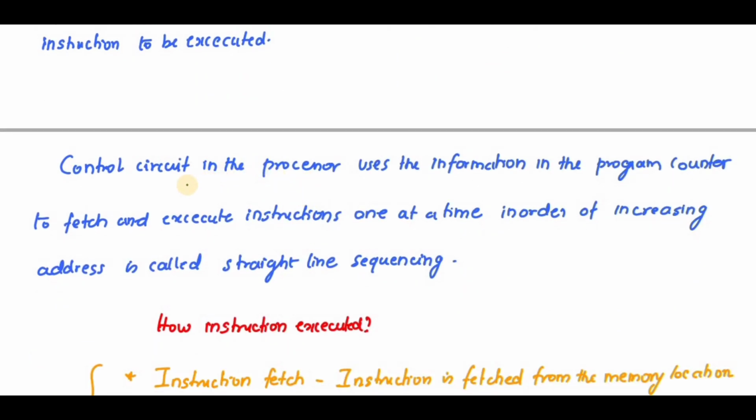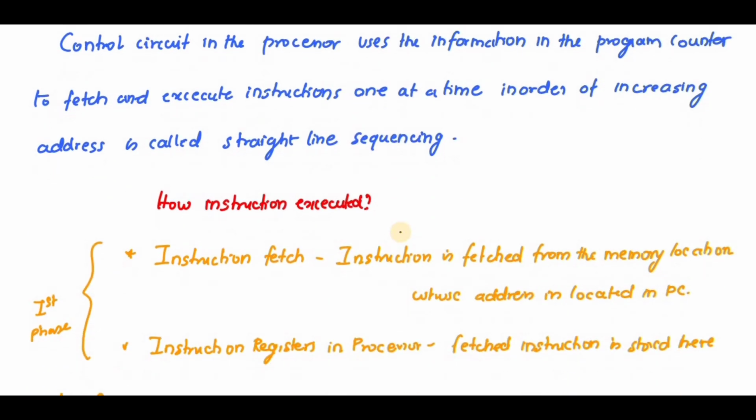So you can see in the processor you have a control circuit. The control circuit in the processor uses the information in the program counter in order to fetch and execute the instructions one at a time in the order of increasing addresses. This is called straight line sequencing.